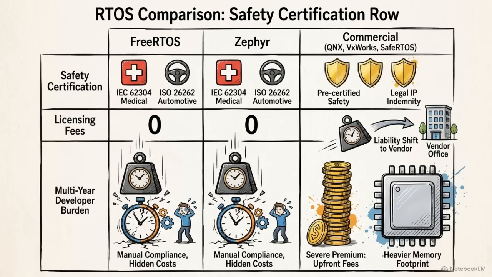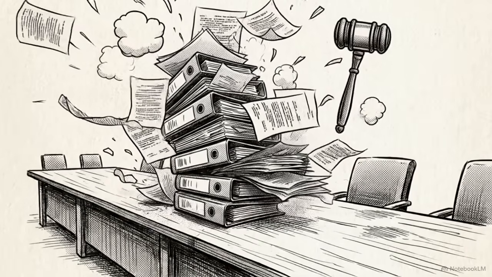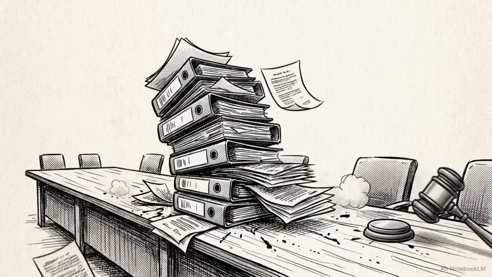Enterprise alternatives like QNX, VxWorks, or Safe RTOS exist specifically for these environments. They provide pre-certified safety compliance and legal IP indemnity out of the box. This shifts the legal and regulatory liability away from your team and onto the vendor. You pay a severe premium for this assurance. These options require massive upfront licensing fees and generally demand a heavier system memory footprint. In heavily regulated industries, paying those large upfront fees for a commercial RTOS is almost always cheaper than paying auditors and lawyers down the road.